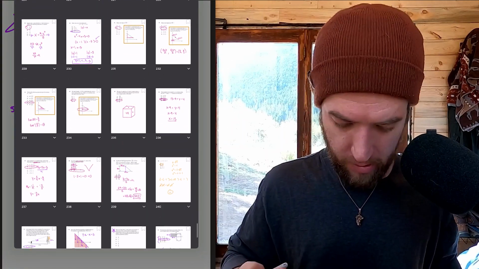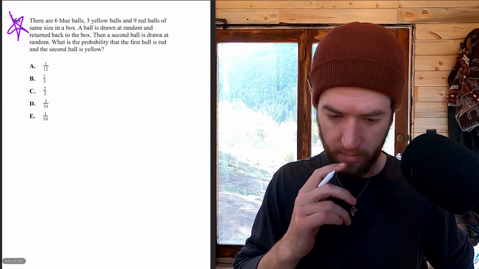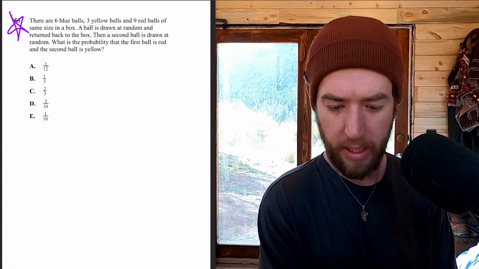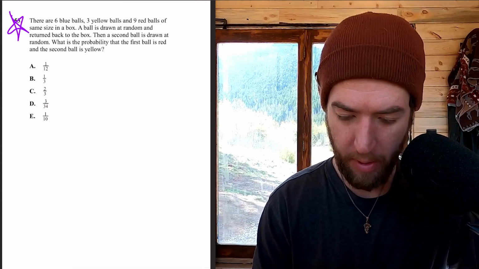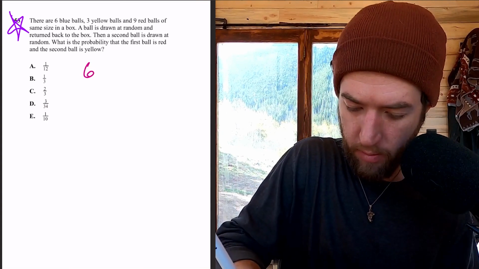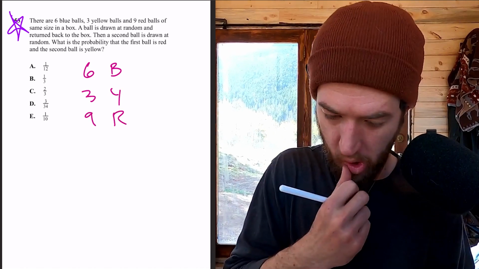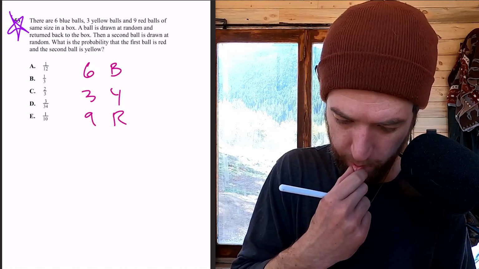What else? What else do we skip? There's one. All right. And how much time do we have left? We have 3.5 minutes. There are 6 blue balls, 3 yellow balls, and 9 red balls of the same size in a box. So 6 blue, 3 yellow, and 9 red. A ball is drawn at random and returned back to the box, and a second ball is drawn at random.